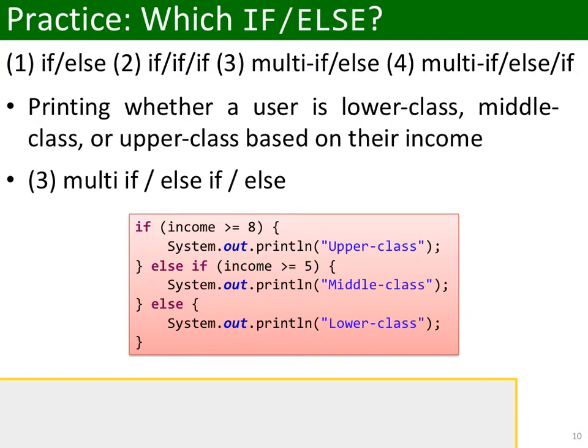So we will have, if income is greater than 8, then they are upper class. If income is greater than 5, then they are middle class. And in all other situations, the person must be lower class.